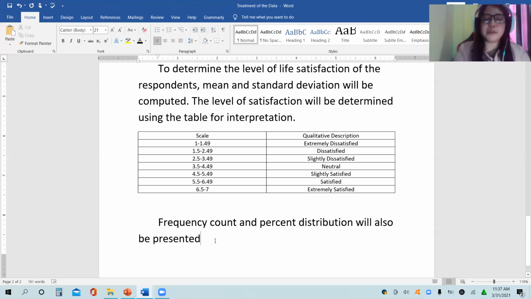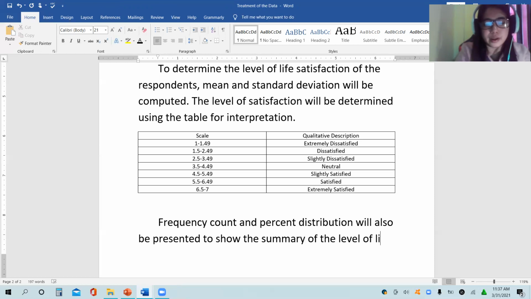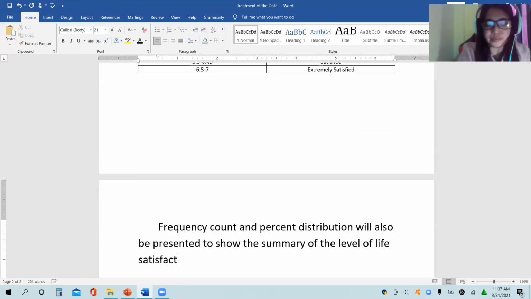So frequency count and percent distribution will also be presented to show the summary of the level of life satisfaction of the respondents.